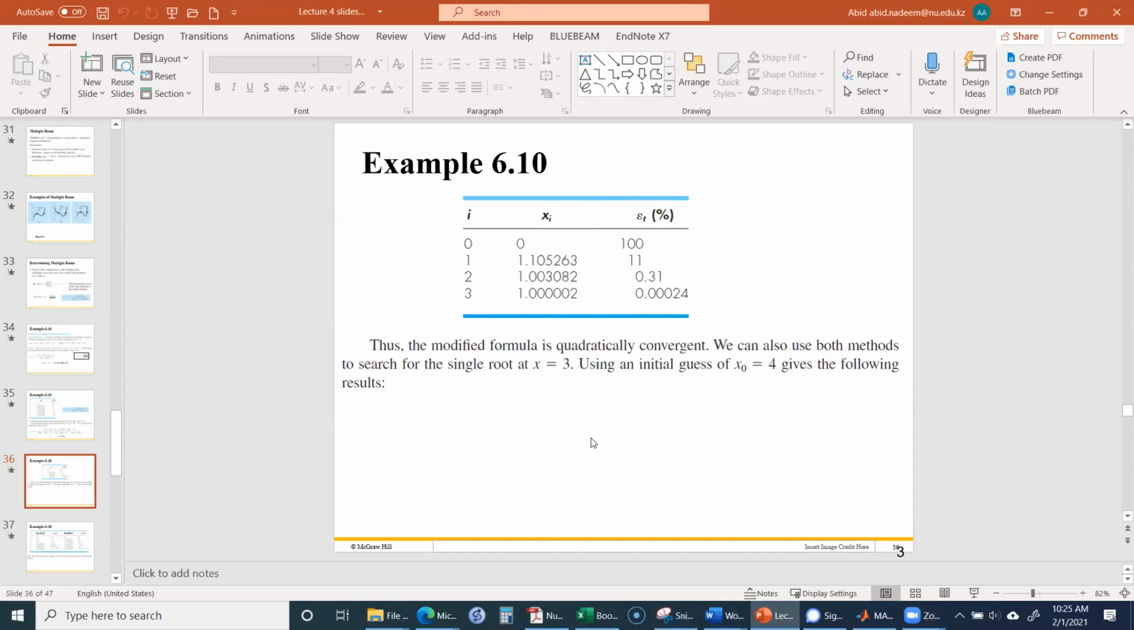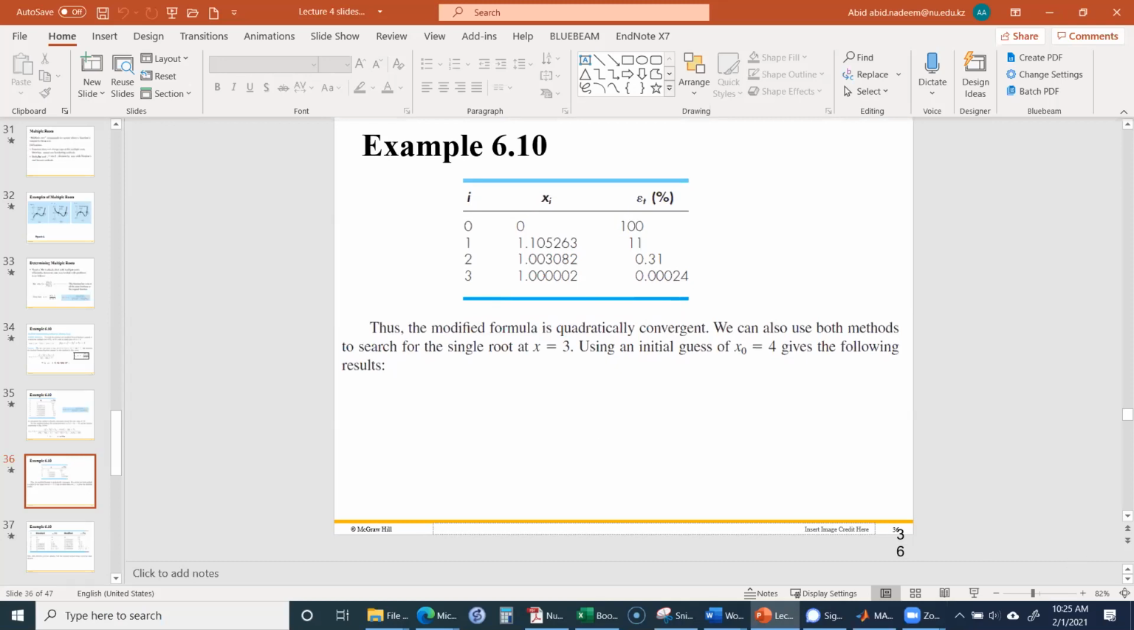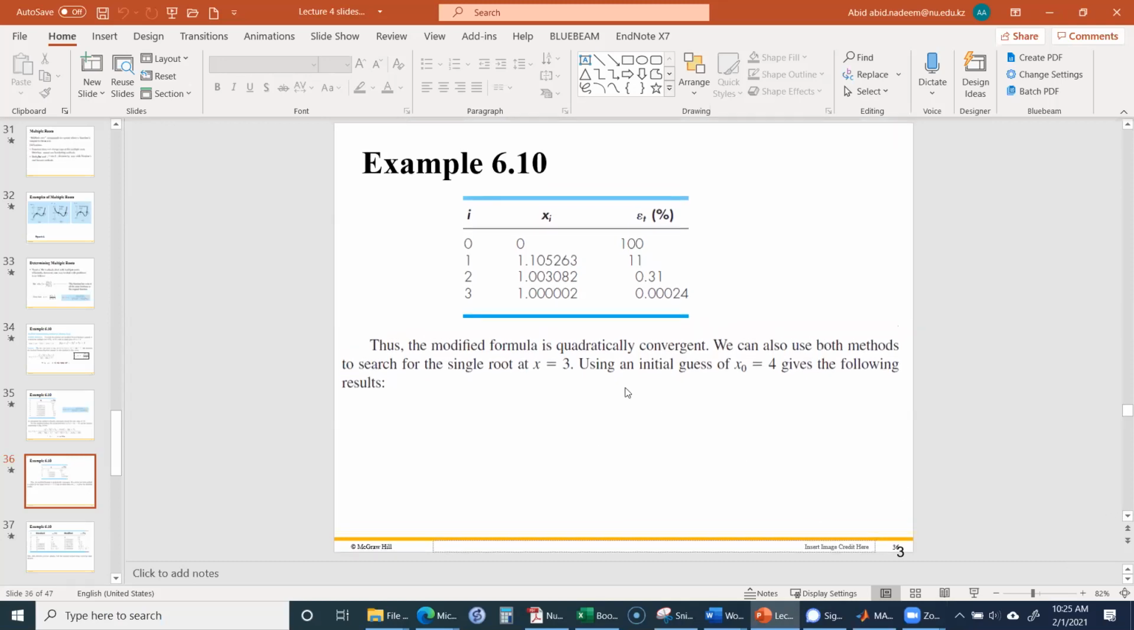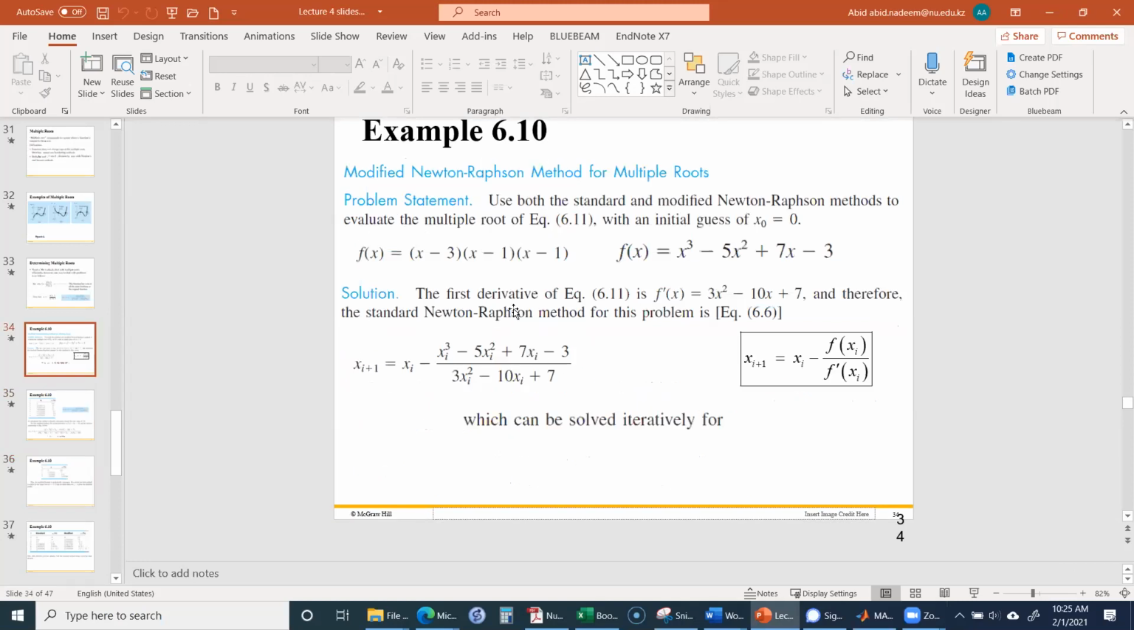So this we can see by comparing the other root of this equation. For example, as we know, 1 was the double root and 3 was the single root. So for this double root case, we can see that this modified Newton-Raphson method is producing the results rapidly. That means it converges rapidly. But whether it also happens for the single root, so that we can also see.